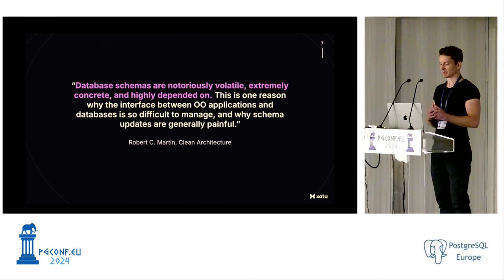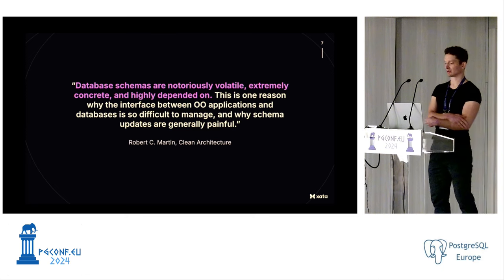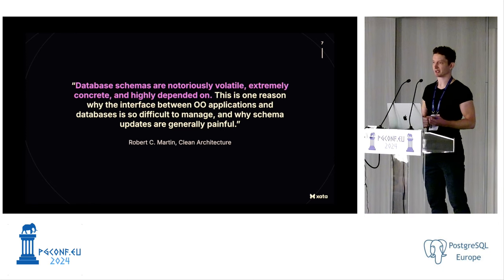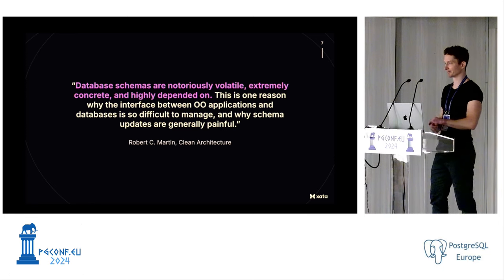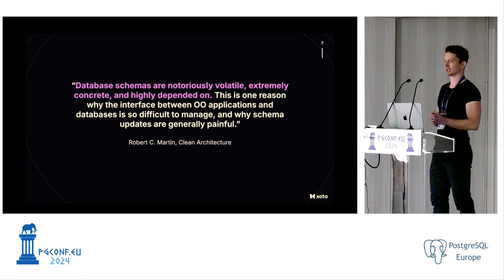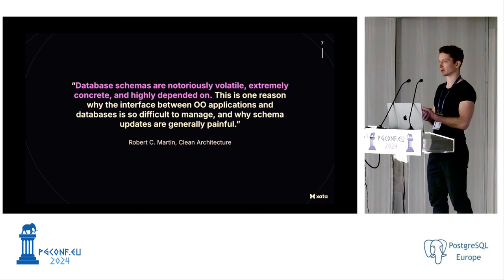So part of the answer, I think, is well expressed by Bob Martin in his book Clean Architecture, where he says that database schemas are notoriously volatile, extremely concrete, and highly depended on. And this is one reason why the interface between applications and databases is so difficult to manage, and why schema updates are generally painful. And I think the part highlighted in pink here is the key part, and we can take it one bit at a time. So first, database schema are notoriously volatile. Very few database schema are fixed forever at the time of their initial creation. They're always undergoing change. Applications need to change constantly in response to new user requirements, and the same is true of the database schemas that support them.